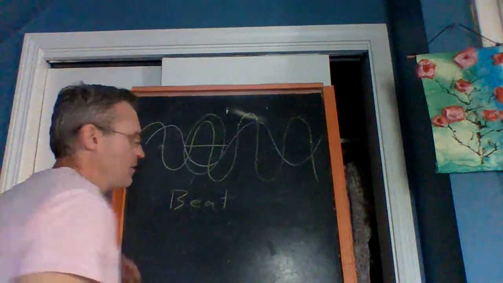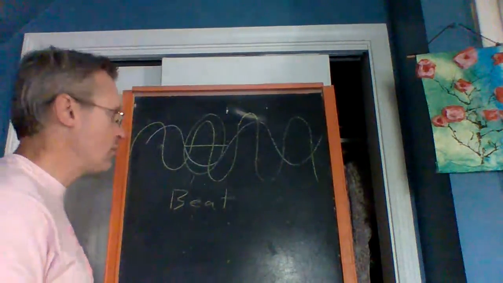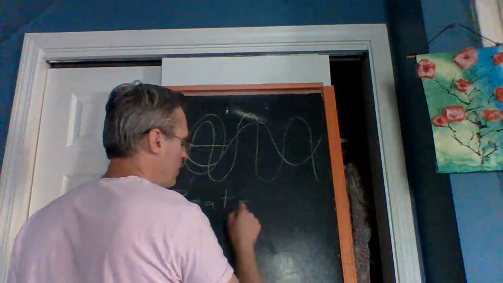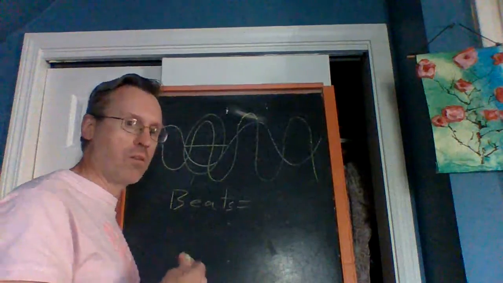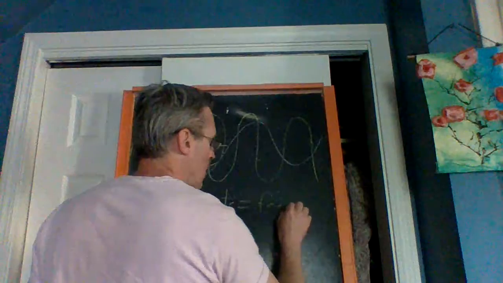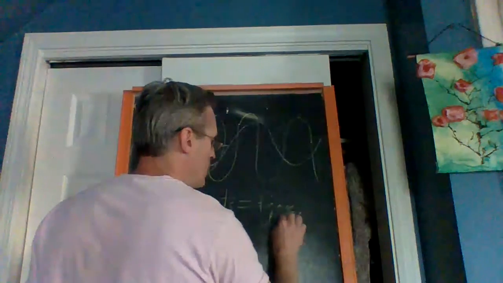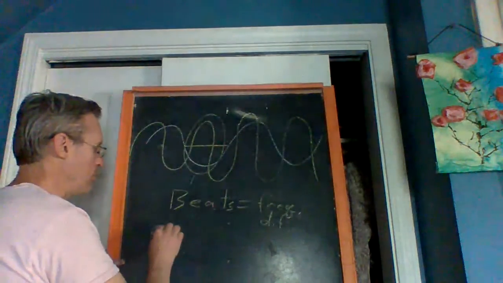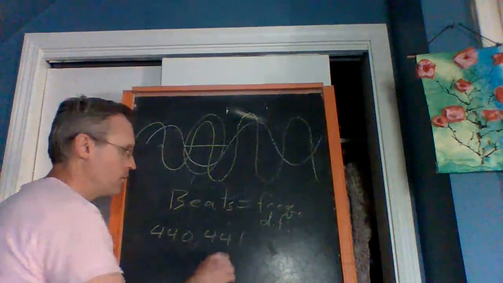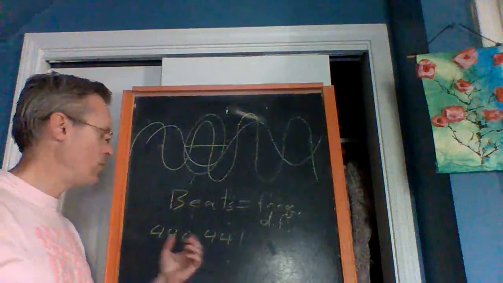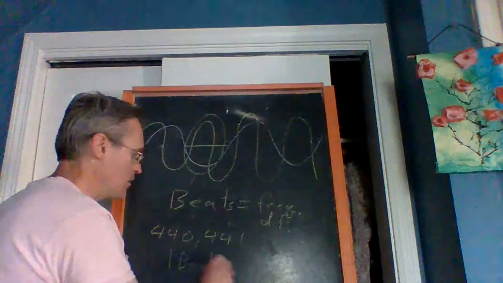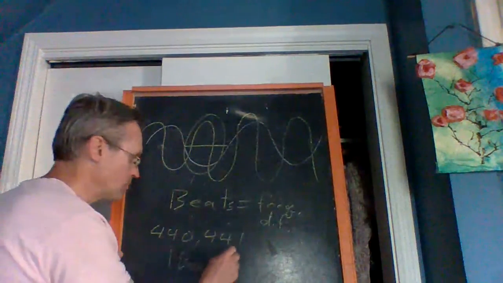The number of beats you hear is the difference between the frequencies. So the number of beats you get when two waves overlap is actually the frequency difference. What do I mean by that? When you play the 440 and the 441, there's a difference of 1 hertz between the two frequencies. So you get 1 beat every second, or 1 pulse per second.